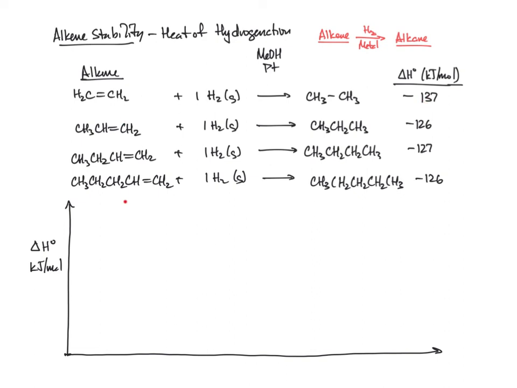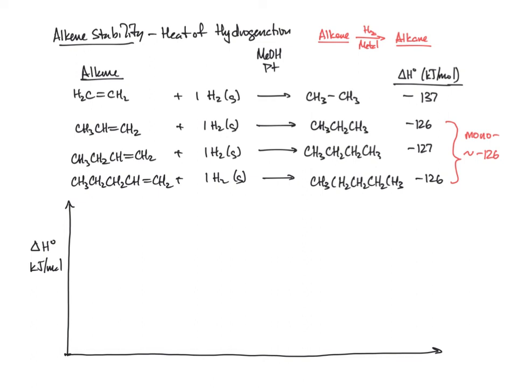As you see in the next three examples, we have propene, butene, and pentene. If we look at the alkene itself, we're essentially just putting an extra carbon group off each of them, and then going down, we're increasing that carbon chain. So these are all mono-substituted alkenes. Again, we're adding H2 to get the alkane. You'll notice these basically hover all around the same value. Mono-substituted alkenes are all approximately negative 126 kilojoules per mole of energy evolved.